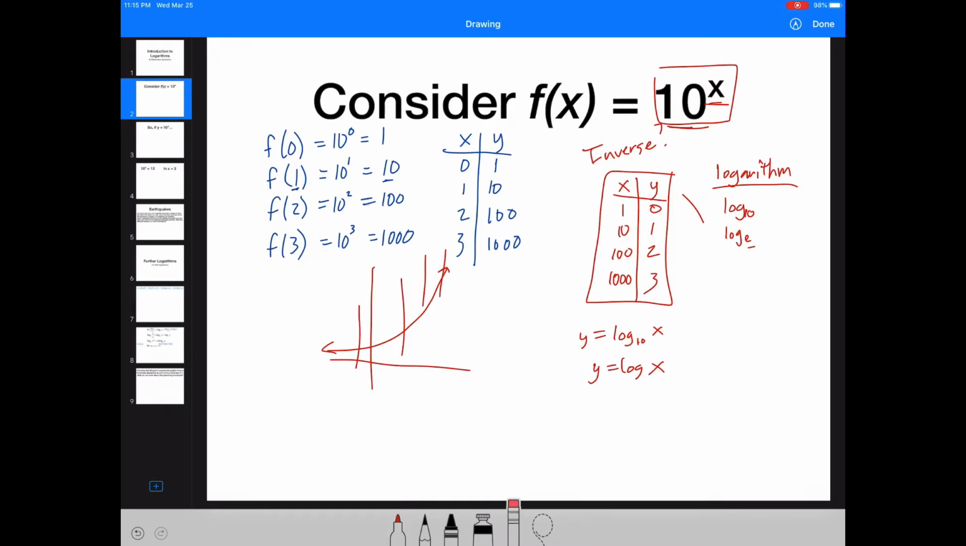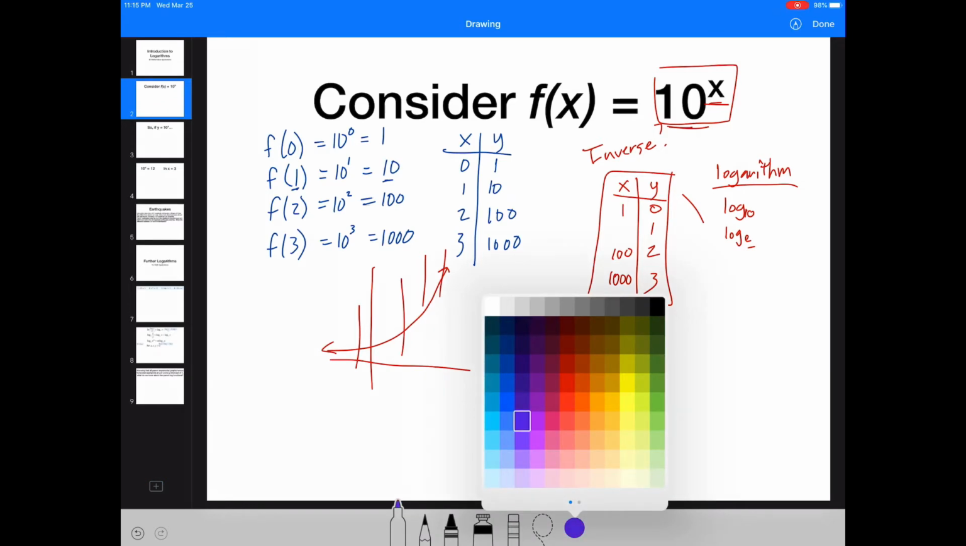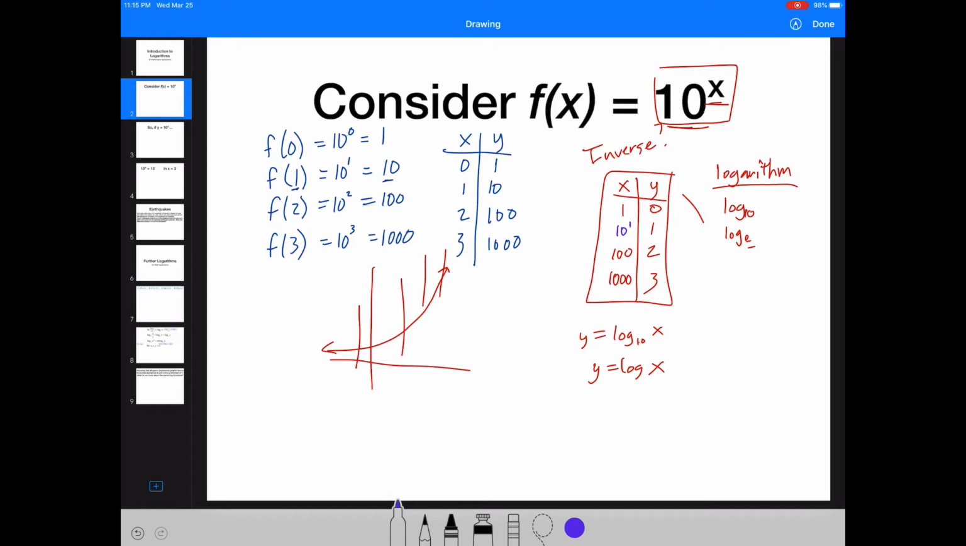Now what I want you to see, if we come back up to our table here, is that this 10 is actually 10 to the first power, right? This 100 is actually 10 to the second power, right? And then this 1000 is 10 to the third power. Now what that means is that when I do a logarithm, when I do log x, what the log is doing is it's taking away the base.